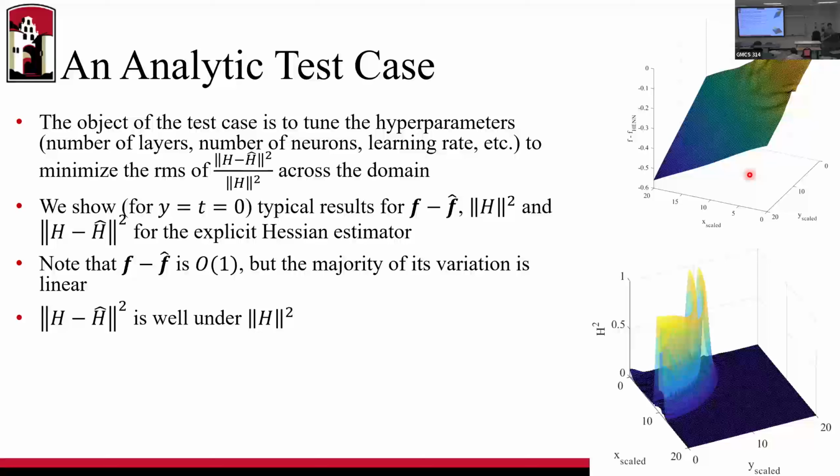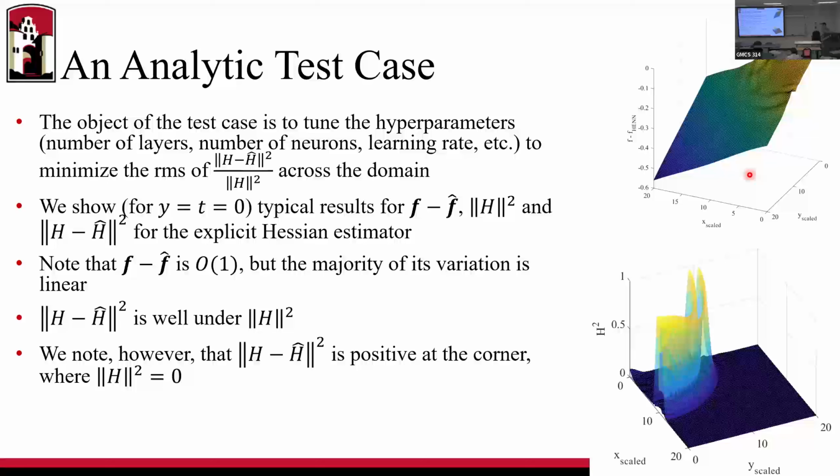We know that the Hessian difference is well under the original Hessian amplitudes, but we do know something that is thought for further research. That here, where the actual Hessian is identically 0, we are getting some non-zero variance of the Hessian difference. So this is basically just from spurious curvature in the neural network. This comes from here.